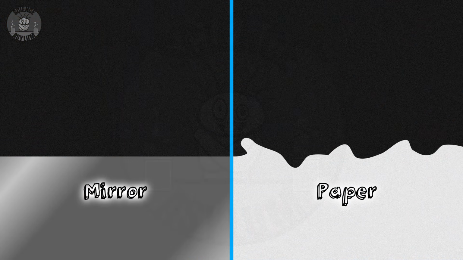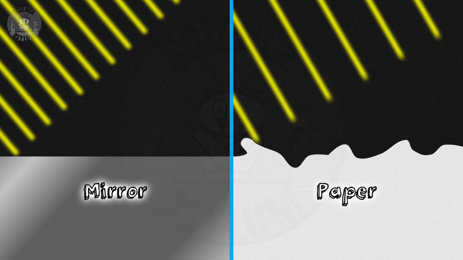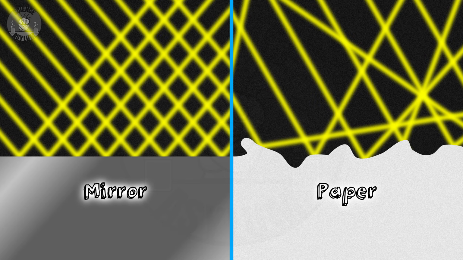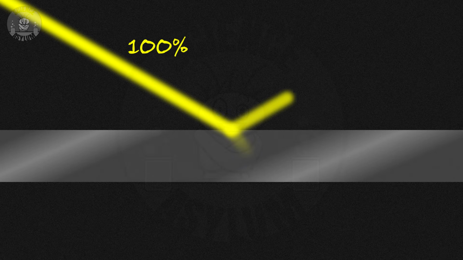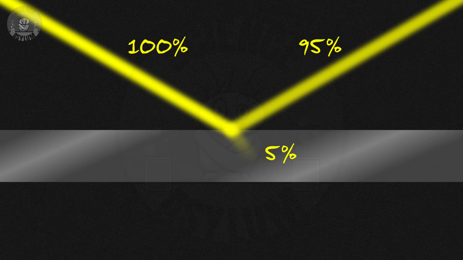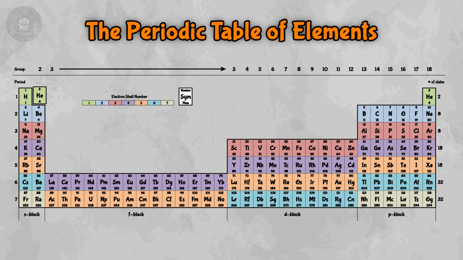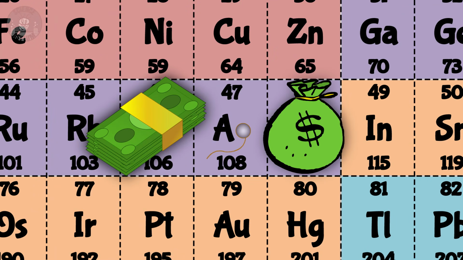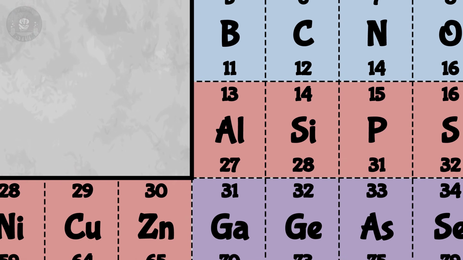So why isn't everything a mirror? Well, a few reasons. First, the surface has to be really smooth. Too many imperfections and the light will scatter. Second, the surface has to be a good electrical conductor. That way, the light barely penetrates. Silver is the best, but it's also expensive, so a lot of mirrors are made of aluminum instead.